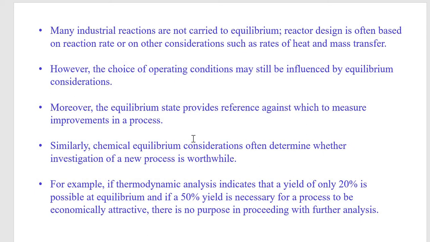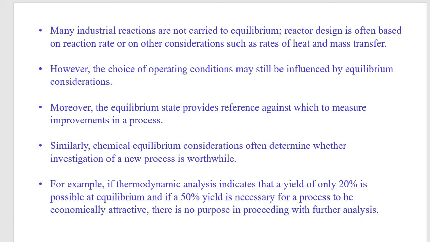So, chemical equilibrium considerations often determine whether investigation of a new process is worthwhile. That means if we know the equilibrium point, we can try to achieve it. For example, if thermodynamic analysis indicates that a yield of only 20% is possible at equilibrium, and if a 50% yield is necessary for a process to be economically attractive, there is no purpose in proceeding with further analysis.